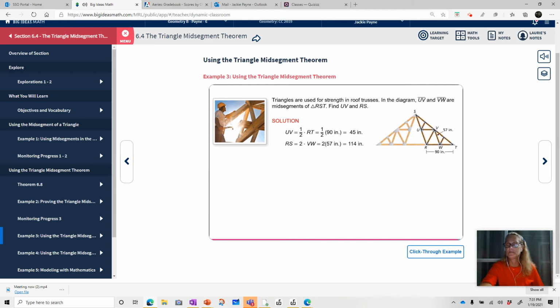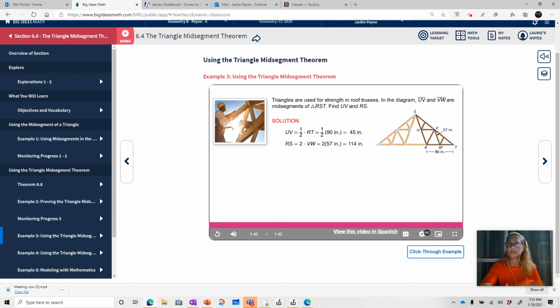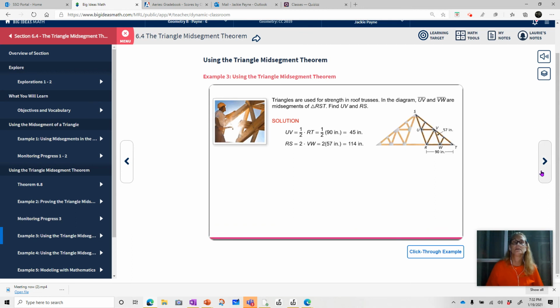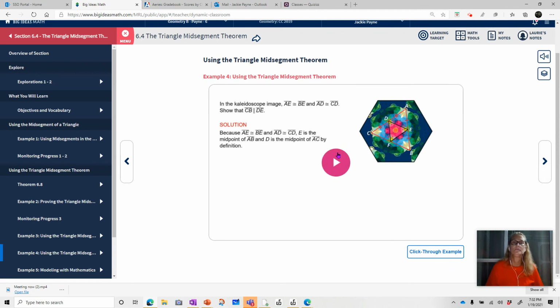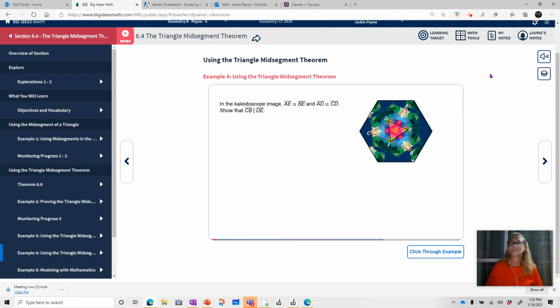And that's specifically how we're going to use that. So keep in mind the triangle midsegment theorem. There's another example, and this is a kaleidoscope. In the kaleidoscope image, segment AE is congruent to segment BE, and segment AD is congruent to segment CD. Show that segment CB is parallel to segment DE.